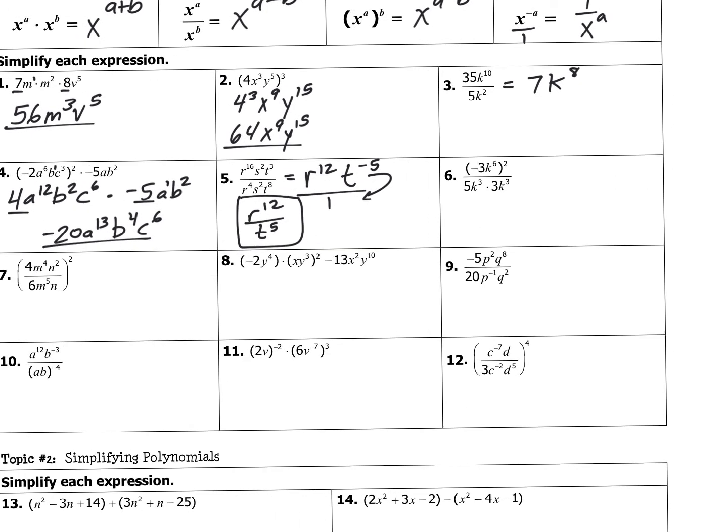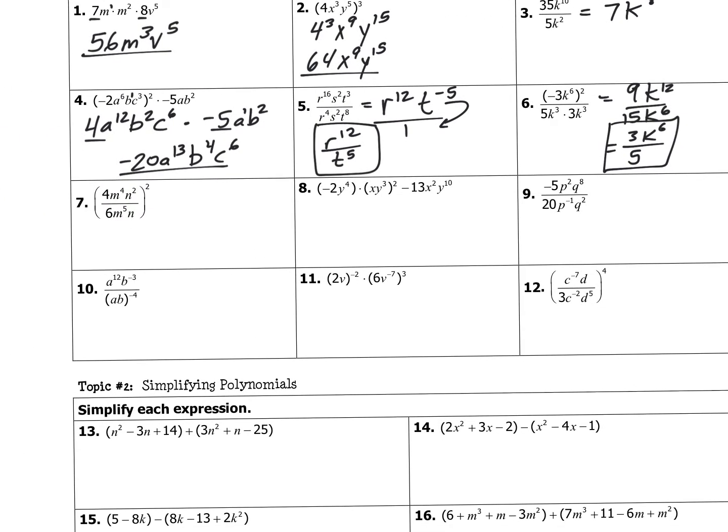Number 6, power rule, product rule in the denominator, quotient rule. All right, so one step at a time. Negative 3 squared is positive 9. K to the 6th times 2 is k to the 12th. Divided by 5 times 3, which is 15. K to the 3rd times k to the 3rd is k to the 6th. Add the exponents. Now this simplifies. 9/15 simplifies to 3/5. K to the 12th divided by k to the 6th is 12 minus 6. It's positive 6. That is our answer.